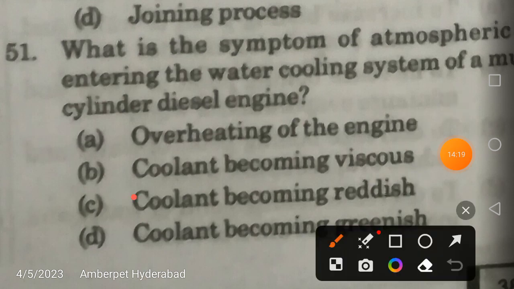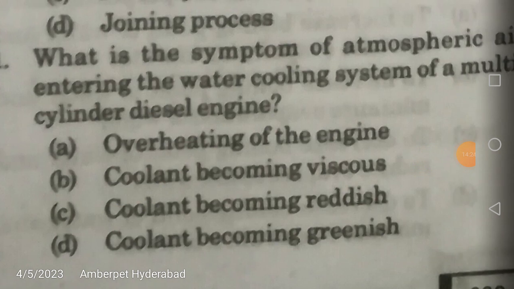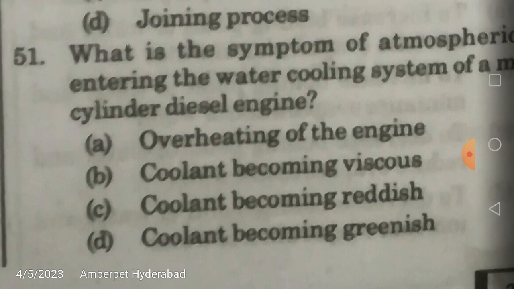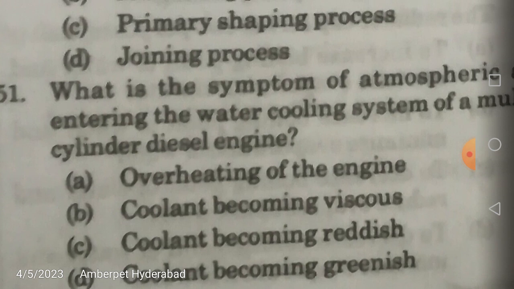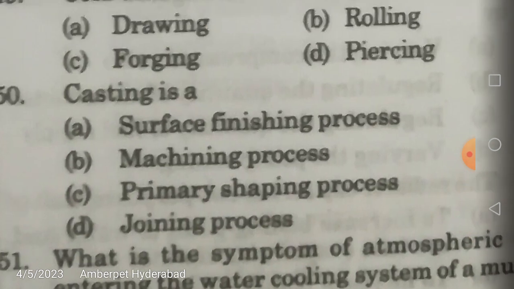So that means, when atmospheric air enters the water cooling system in a multi-cylinder diesel engine, it is going to result in the coolant becoming reddish. Right. So we have seen in this video some good questions from the point of view of the AMVI examination for your automobile engineering.